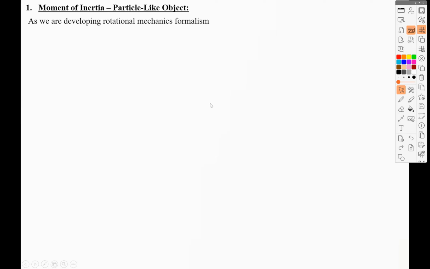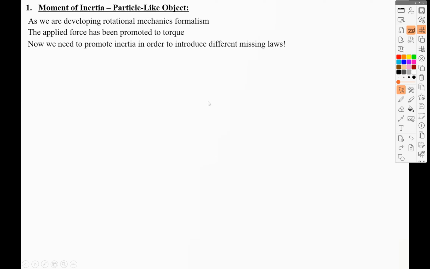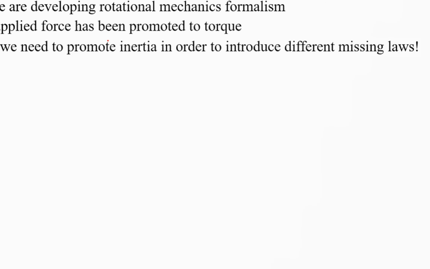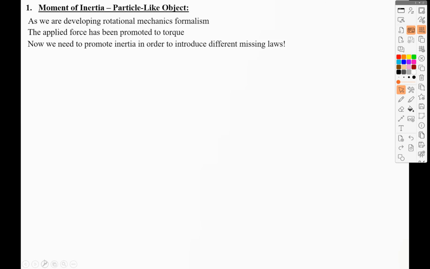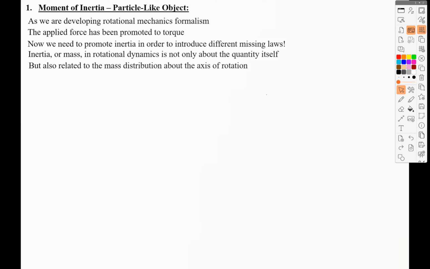As we are developing rotational mechanics formalism, the applied force has been promoted to torque. Now we need to promote inertia. By inertia we refer to the mass, in order to introduce different missing laws. Inertia or mass in rotational dynamics is not only about the quantity itself, but also related to the mass distribution about the axis of rotation.